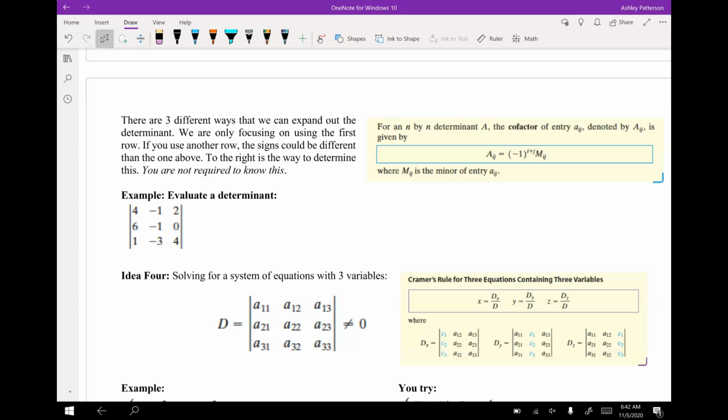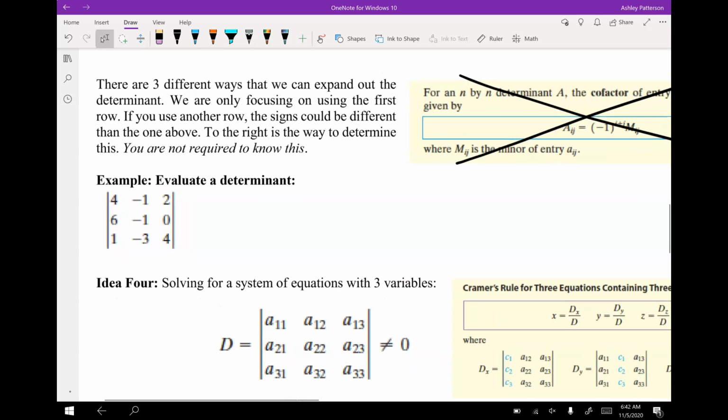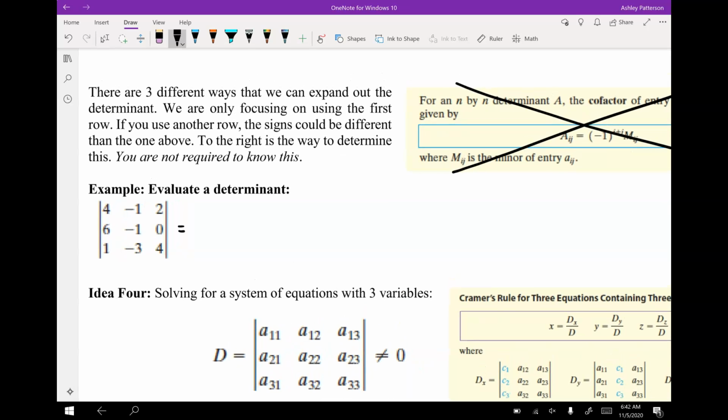Now, there's a different way we can expand out the determinant. We're not going to look at that. So for those of you that decided to print out the note guide, don't worry about that piece. For those of you that are writing this down, don't write that down. Okay, here we go. We are going to evaluate a 3 by 3 determinant. Off we go.